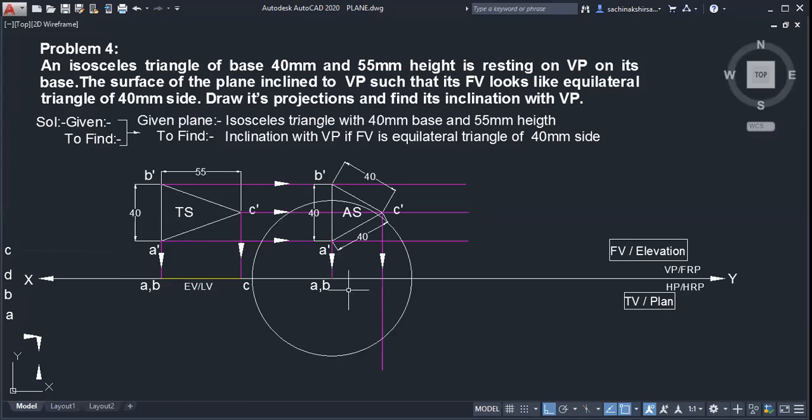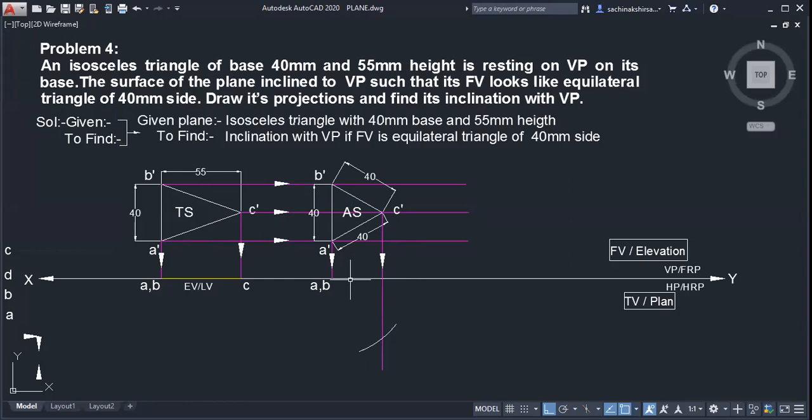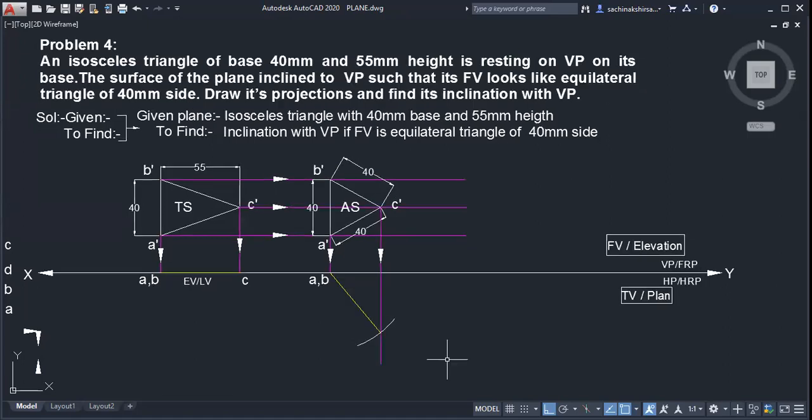Okay, and afterwards, here I have marked the arc. I will erase this. So here I have marked the arc by taking a distance equal to 55. So you can join this, something like this. Similarly, this one should also be darker. I will make it something like this.